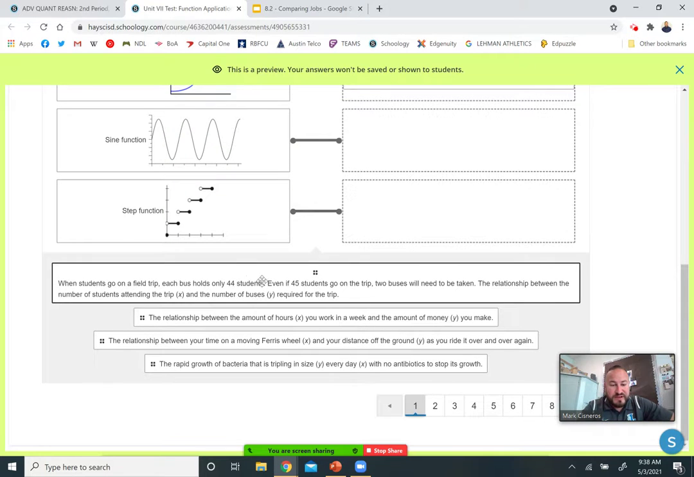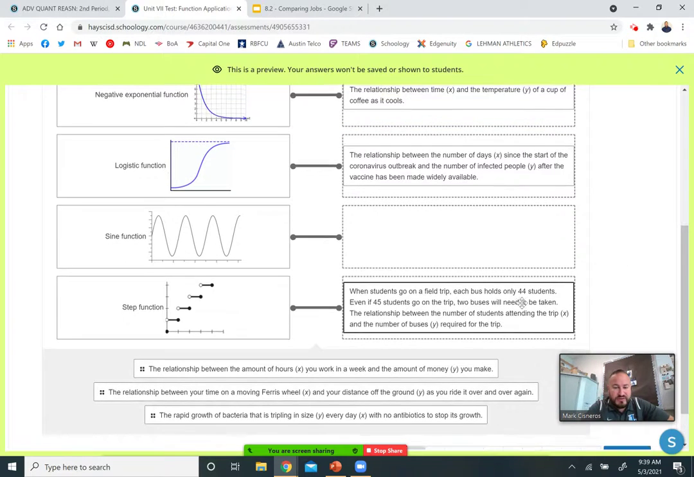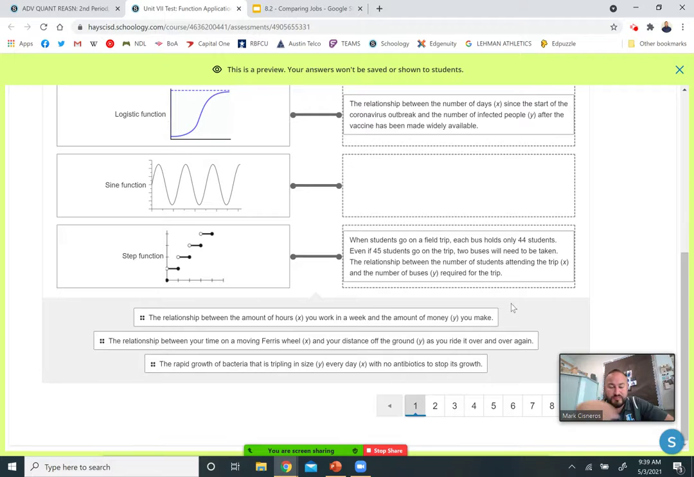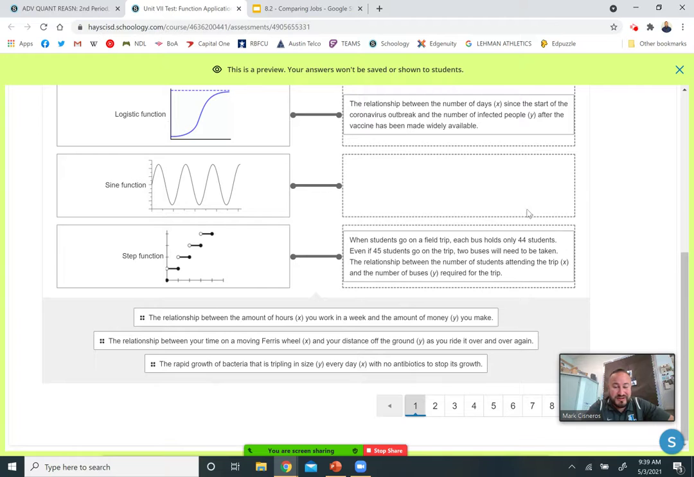When students go on a field trip, each bus holds only 44 students. Even if 45 students go on the trip, 2 buses will need to be taken. So we can only have 1 bus for up to 44. If we end up having 45 students, we get 2 buses. We can't have 2.5 buses. The next step would go up to 3 buses. This is an example of a step function. That's really the only one that we didn't really talk about in class, but you did step functions in an example in one of the homeworks, which a lot of you guys didn't do, and it cost you a couple problems on this test.